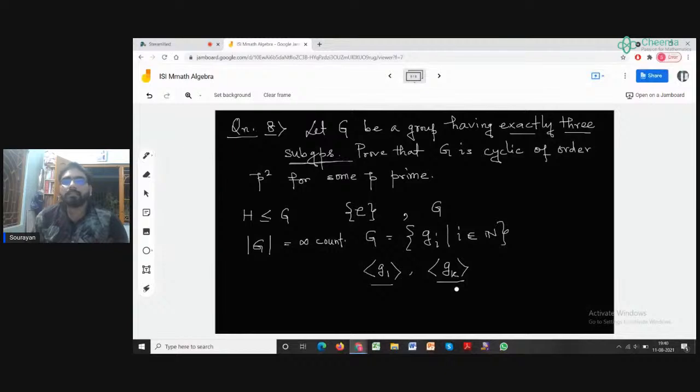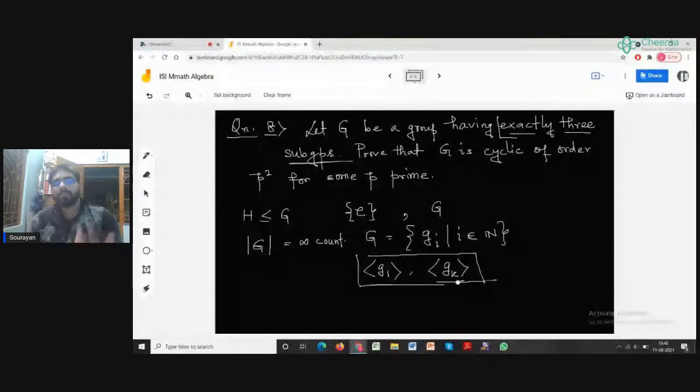And since it's given that it has exactly three subgroups, for any infinite group, you can at least find two non-identical subgroups if you just take any two elements and generate them. It's kind of a very trivial thing. Because if this is not true, then G will not be infinite. Okay, fine. So it's finite. That's the first part that we know.